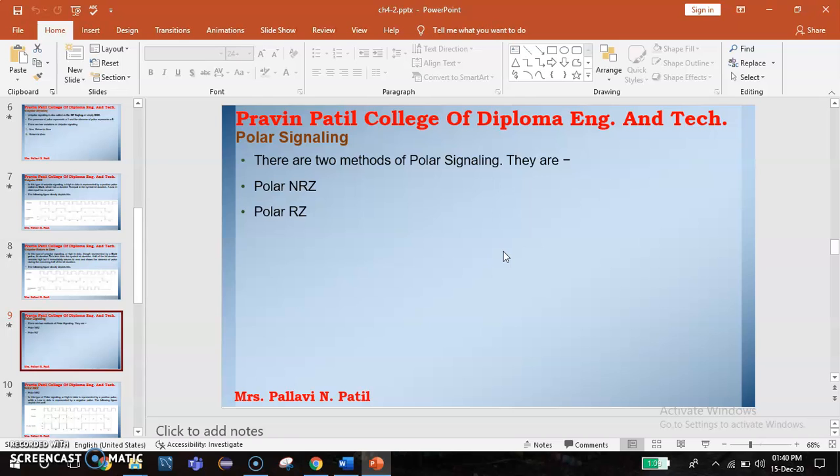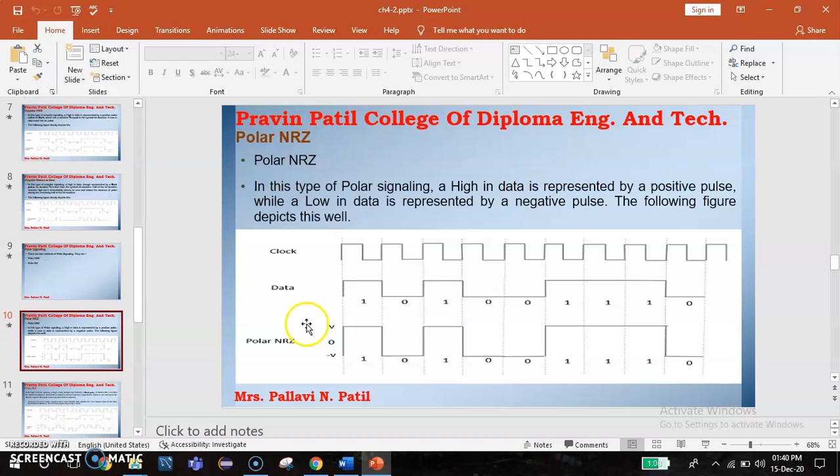The next is polar. In polar, there are two types of methods: polar NRZ and polar RZ. Let's see the first, polar NRZ. In this type of polar, high data is represented by a positive pulse. Low data is represented by a negative pulse. In the following figure, high data means 1, so it is positive, and when it is 0, it is shown as negative.